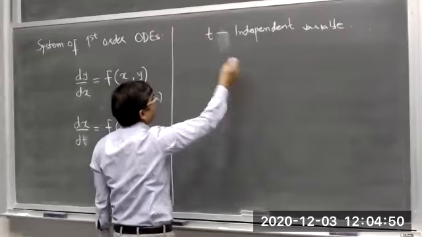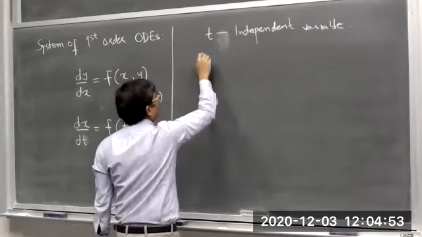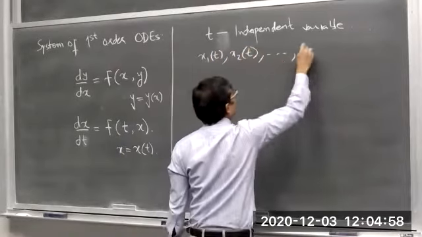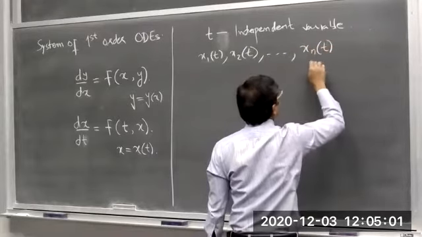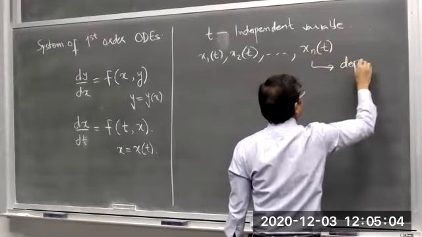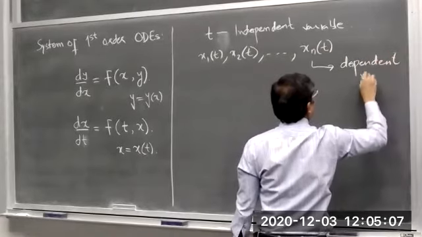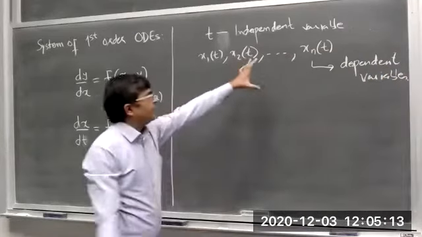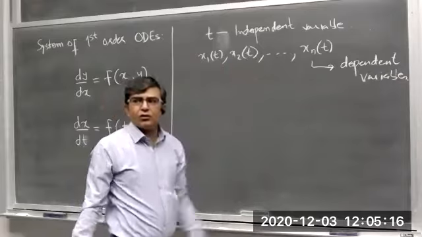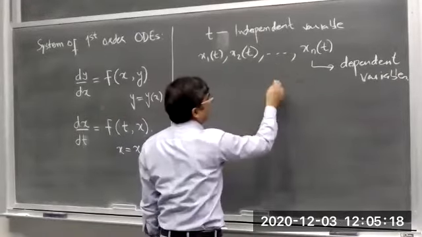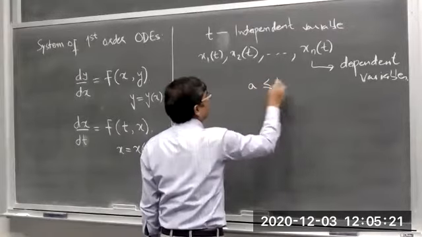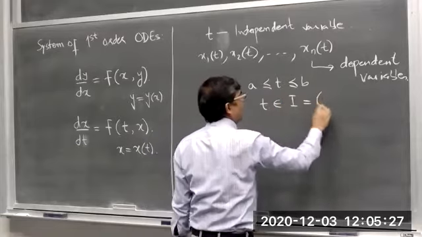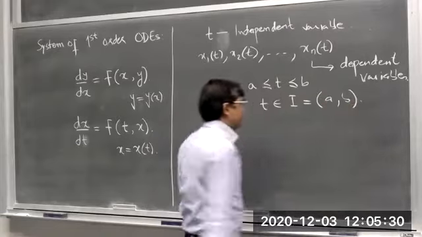For example, we can define y1, y2, and so on, yn, or x1 of t, x2 of t, and so on, xn of t. These are all dependent variables, and they are functions of t only. There must be a domain, so we assume that t is defined on some interval a to b, or you can say that t belongs to some interval I, which is ab.